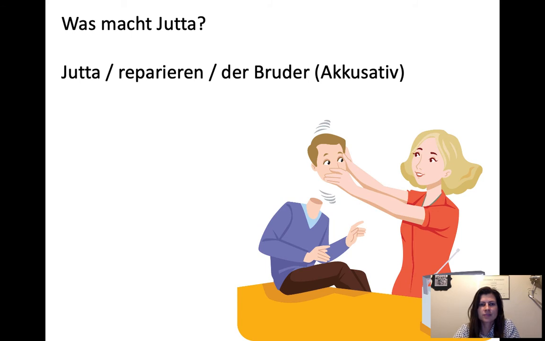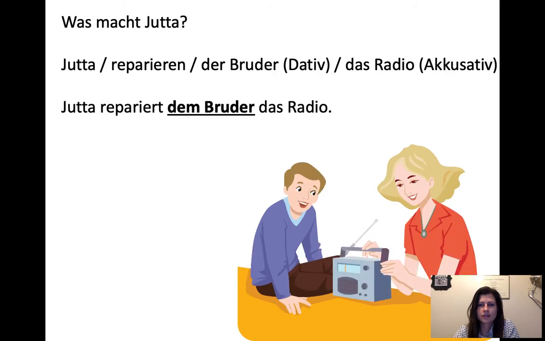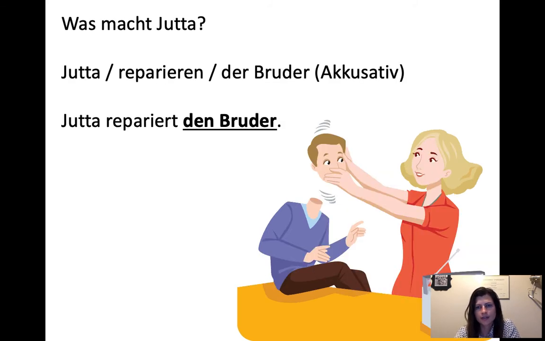Was macht Jutta? Jutta repariert den Bruder. So this picture is showing you Jutta repairs the brother as a direct object. But here, Jutta is repairing the radio as a direct object and the brother as an indirect object. So, Jutta repariert den Bruder. The brother is an automaton in this case, I think.